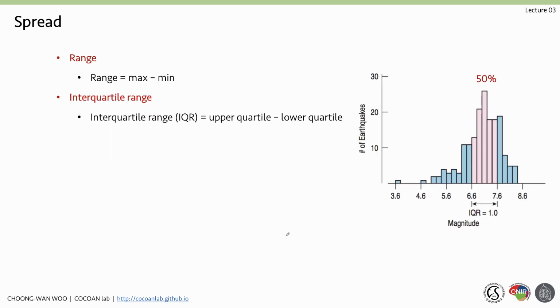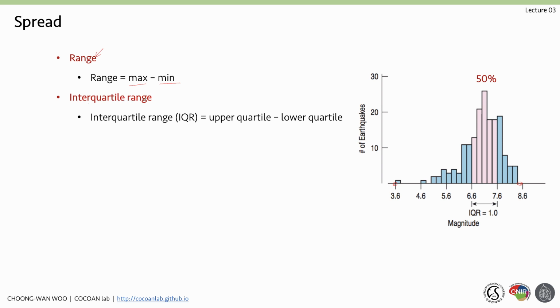So if you get the center, you also want to show how spread the data are, and there could be many different values, but a simple one is range. Range is the maximum value minus the minimum value.